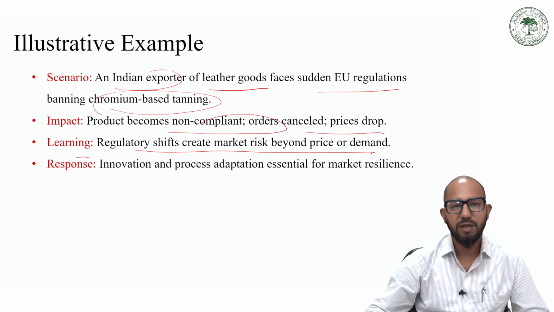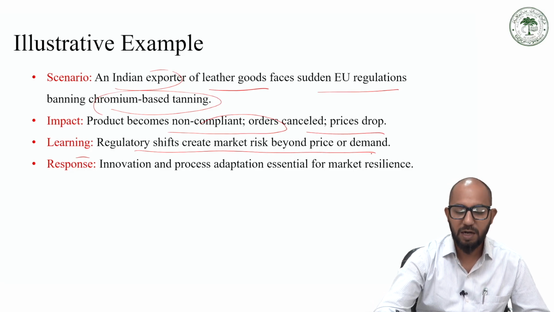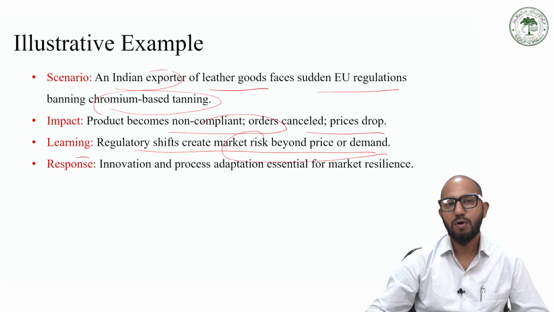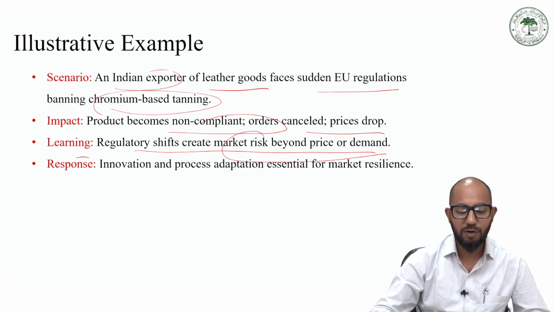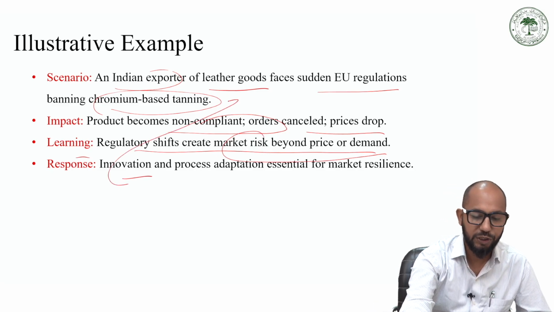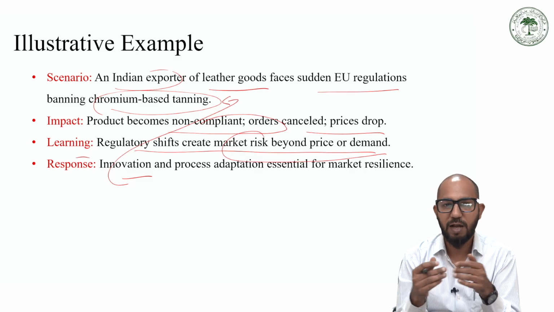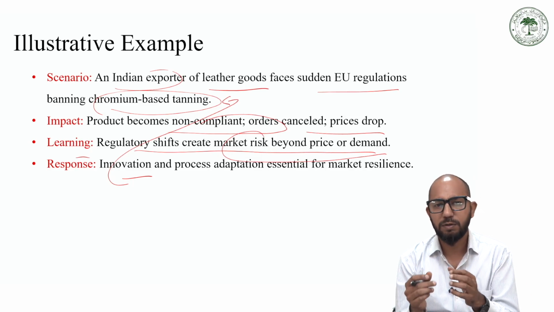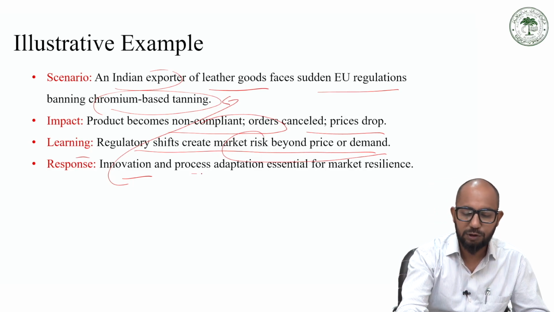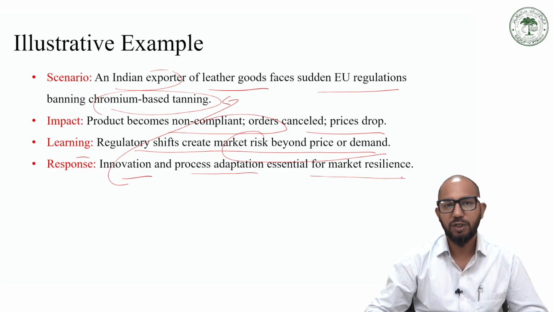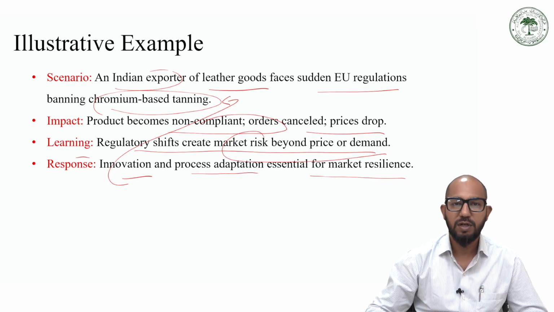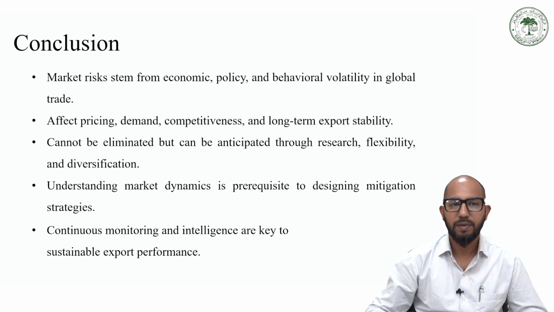What is the key learning? The regulatory shifts create market risk beyond price or demand. What should be the response? Innovation, so that they should change the process and tanning should now be chromium free. So they have to move from one production process, they have to innovate, and process adaptation is essential for market realization and resilience.